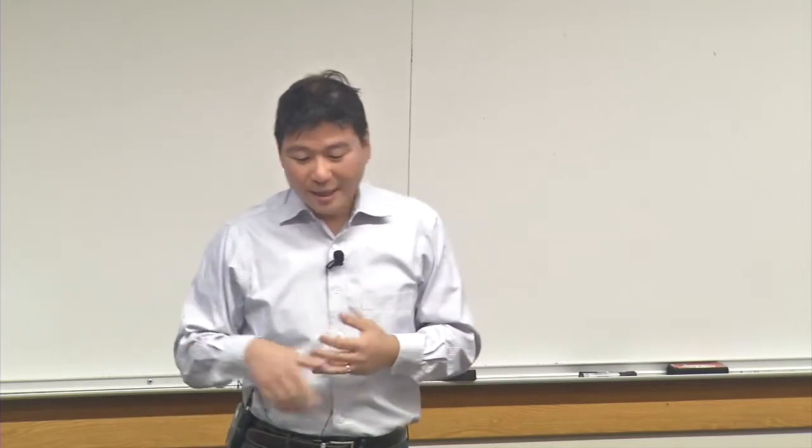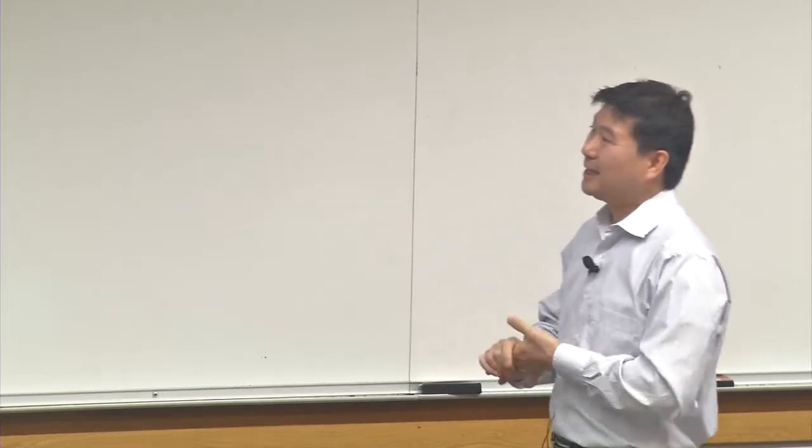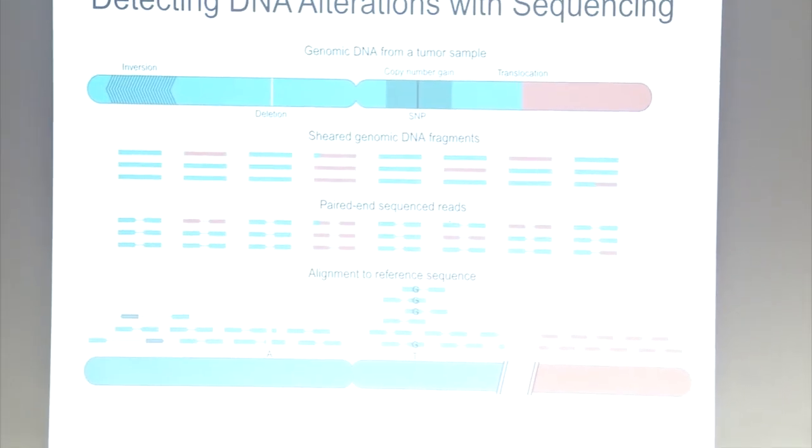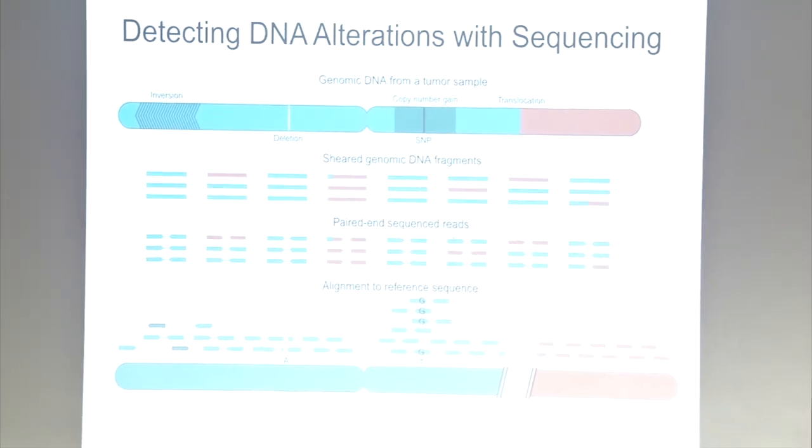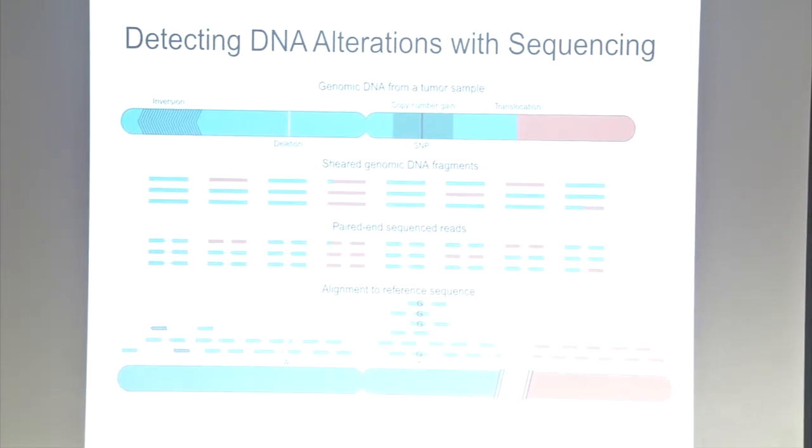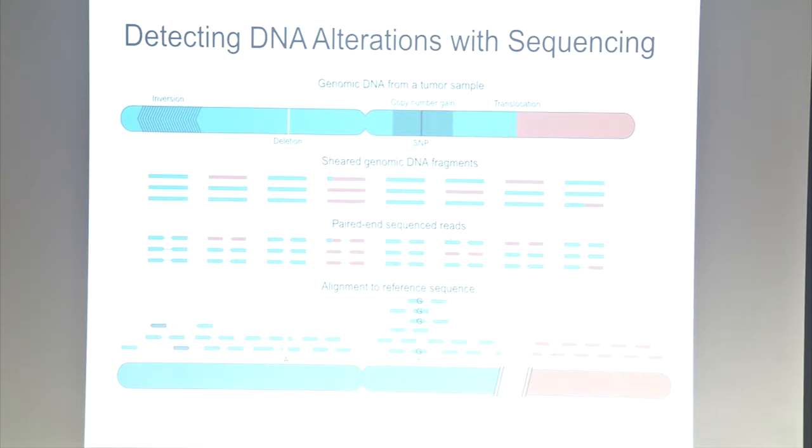Okay, and in this picture, I just want to give you a sense about how DNA is sequenced and how they can identify the variants. Did Chad talk about this? No? Okay, a little bit. So I will still cover this slide.